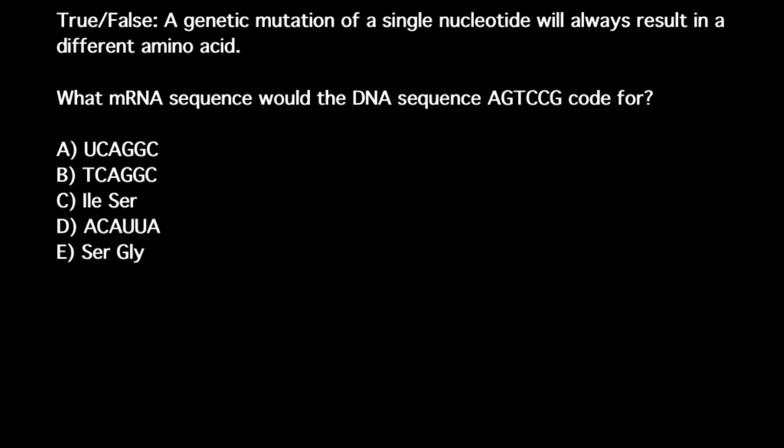As usual, I recommend you to stop the video here, read the questions and answers, and choose your correct answer. When you are ready, you can run the video again and compare your answer with my answer and explanation. So the first question is true-false. A genetic mutation of a single nucleotide will always result in a different amino acid.